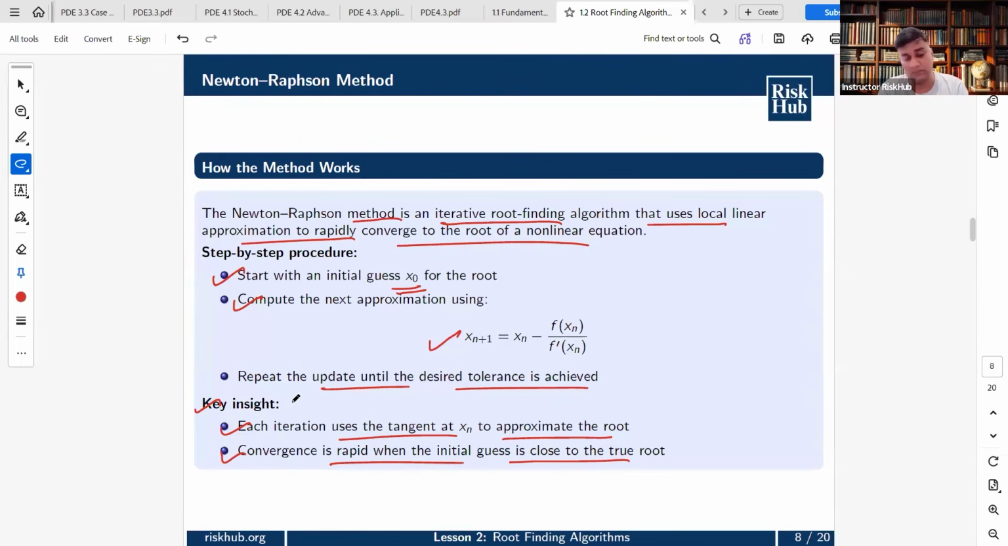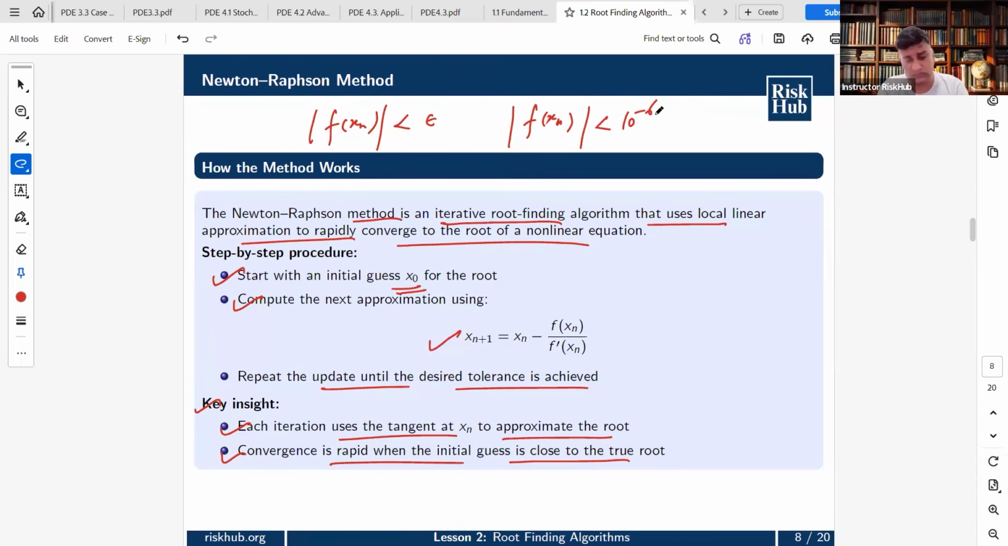Step 2 is apply the Newton update, which is x_(n+1) equals x_n minus f(x_n) divided by f'(x_n). Step 3, stop when the error is small. A common stopping condition is what? A common stopping condition is the absolute value of f(x_n) is less than epsilon. Here, epsilon is the tolerance. For example, let's say f(x_n) is 10 raised to the power minus 6, meaning the function is almost 0.